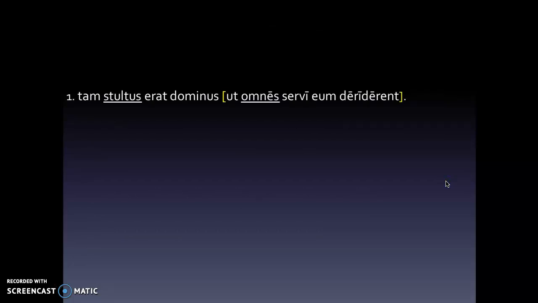All right, so our first one here, let's start with the result clause. It starts with the ut, ends with your subjunctive. We've got stultus as a modifier. We know that it's a result clause because of our intensifier here, tam. Stultus is modifying dominus. Omnes is modifying servi. We've got a linking verb. We've got a nominative subject, another nominative subject, an accusative direct object, and then the verb inside of our result clause. So the master was so stupid that all the slaves were laughing at him.